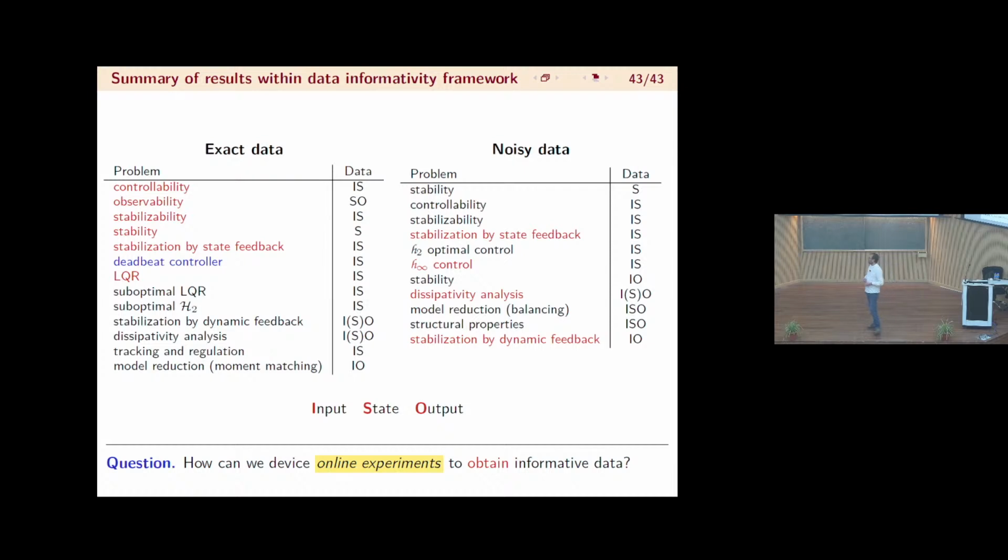But first, it's going to be a duo. So first I'm going to talk about informativity for system identification, because so far we only know a sufficient condition for system identification, persistence of excitation, but it is not necessary. First we are going to study necessary and sufficient conditions for data informativity for system identification. Once we obtain those conditions, then we will ask ourselves how we can design an online experiment to identify the system as soon as possible.